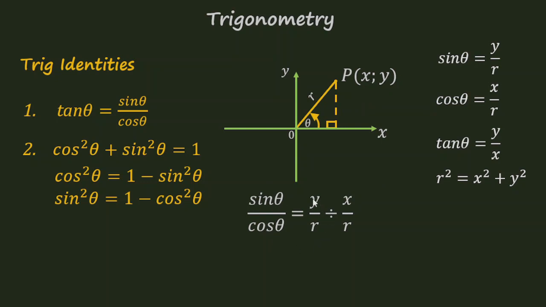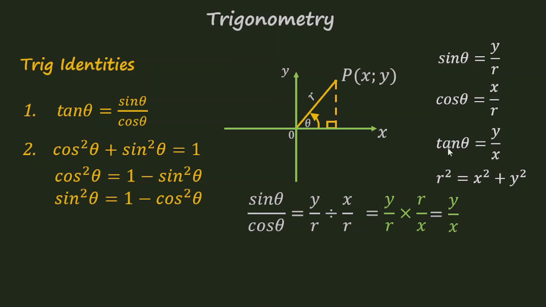It's sine theta over the cos of theta. So we write sine theta as y over r. We change this division to a fraction for simplicity's sake. And the cos of theta is x over r. Now we can change this division sign into a multiplication by using the multiplicative inverse of this function. And r will cancel out. We will be left with y over x.